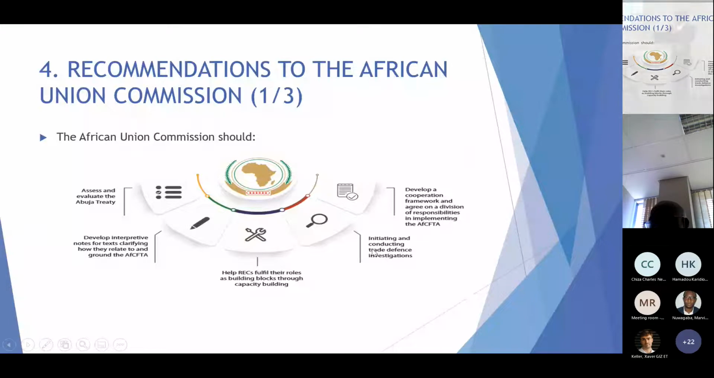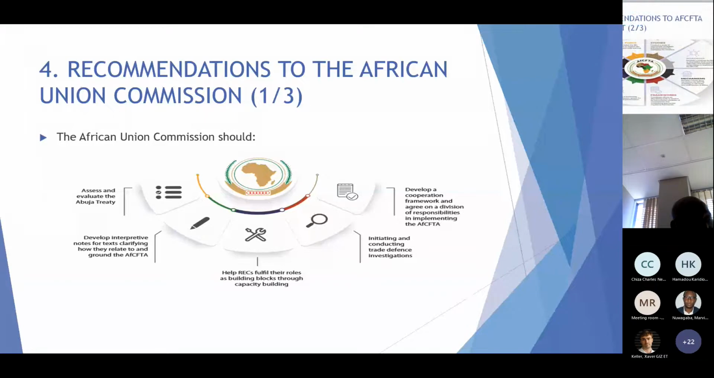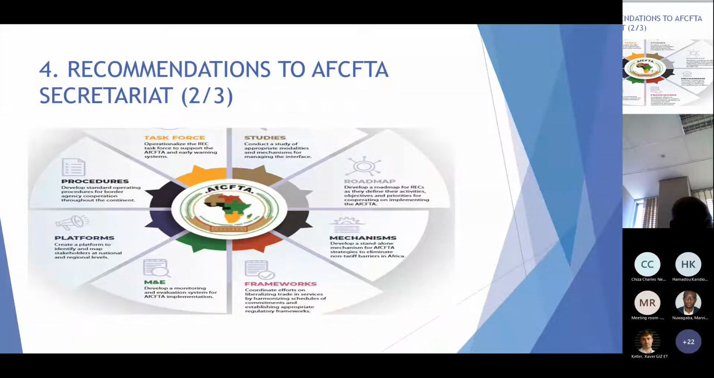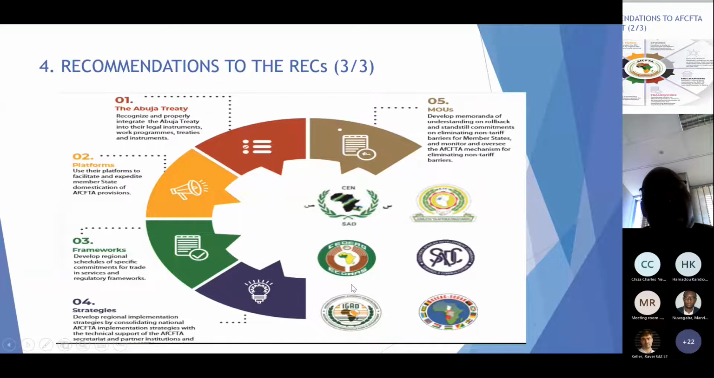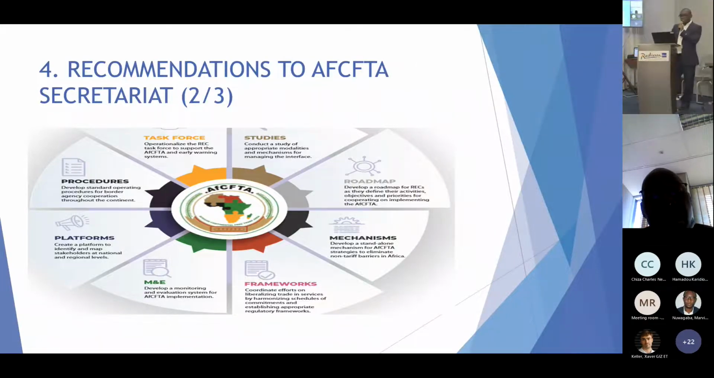With regard to the CFTA Secretariat, the CFTA Secretariat is requested to operationalize the REC task force to support the CFTA and all warning systems, conduct studies of approximate modalities and mechanisms of managing the interface, develop a roadmap for the RECs as they define their activities and objectives, as well as priorities for cooperating on implementation of the CFTA, develop a standalone mechanism for the CFTA strategies to eliminate NTBs, non-tariff barriers, coordinate efforts on liberalizing trade in services by harmonizing schedules of commitments and establishing appropriate regulatory frameworks, and develop a monitoring and evaluation system that will help measure the CFTA implementation.